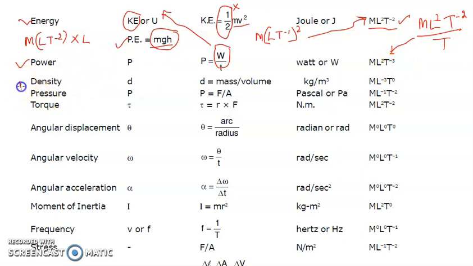In the same way, you can calculate the formula for density. Density is mass by volume. Mass is M and volume would be L cube. So it would be M L minus 3 T0. Time would not have any power in this, so T would be 0.